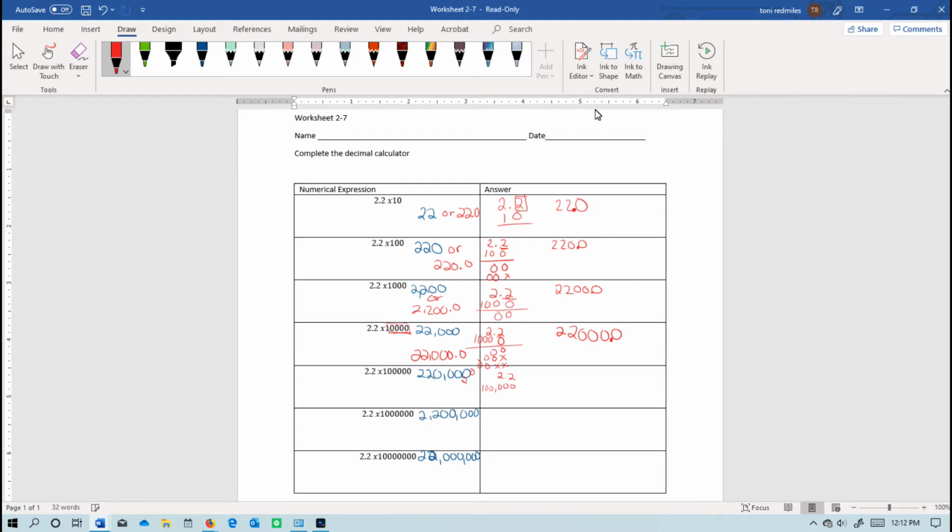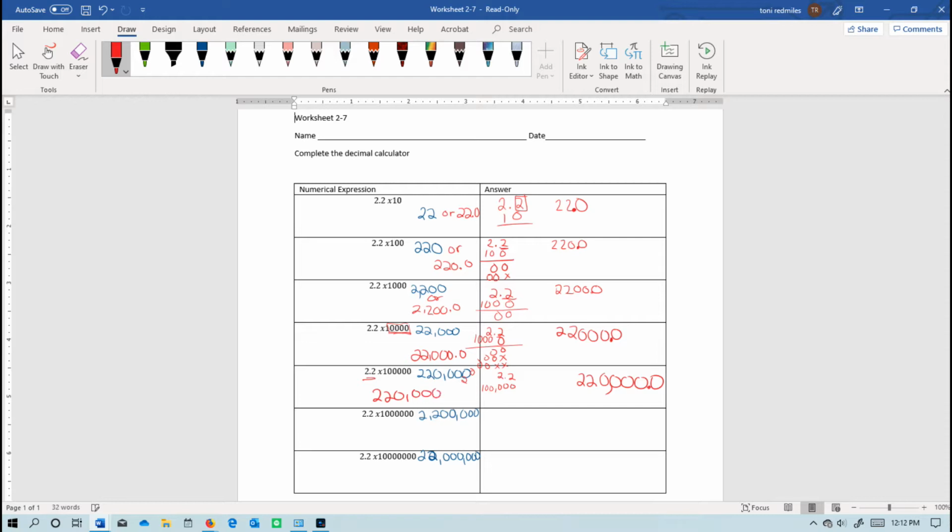So in this one, our factor number has 1, 2, 3, 4, 5 zeros. And I only need one decimal place because a 2.2 only has one decimal place. And that's how I get 220,000. Okay? You could write it like this, or you could write it like this.